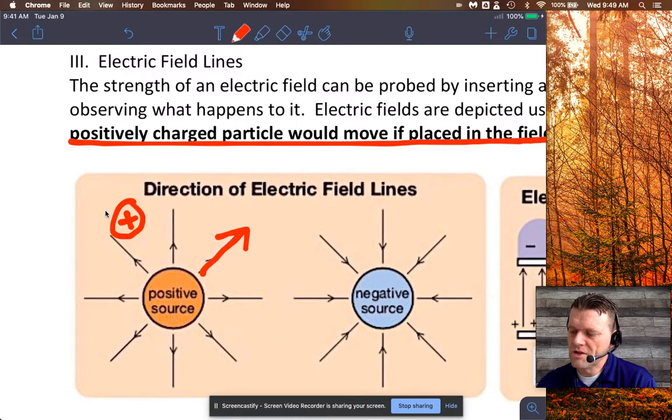So just the reverse happens for a negative source. The field lines are pointing in, and you'll notice that closer to the negative source, the field lines are actually closer together. Okay, they're kind of starting to bunch up, like the spokes coming into the hub of a bike tire. But that means that the electric field is stronger nearer or closer to the source. And that probably makes sense too. And you'll see that as we move on.